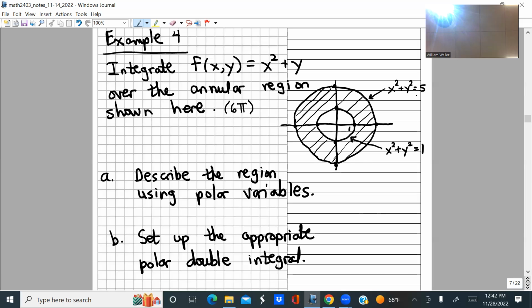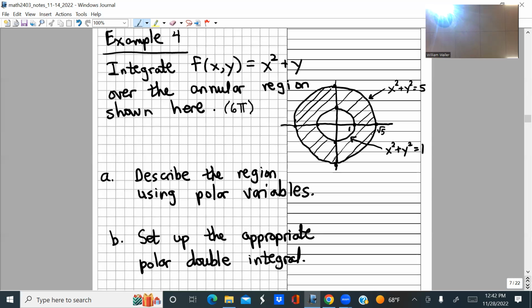See, there's its equation. So what's the radius of that outer circle? Yeah, the radius is square root of 5, right? So that means this number on the x-axis is square root of 5, not 5. So I didn't draw a very good picture of that. Well, maybe I did. What's square root of 5? 2.2? Oh, so maybe this isn't so bad after all.